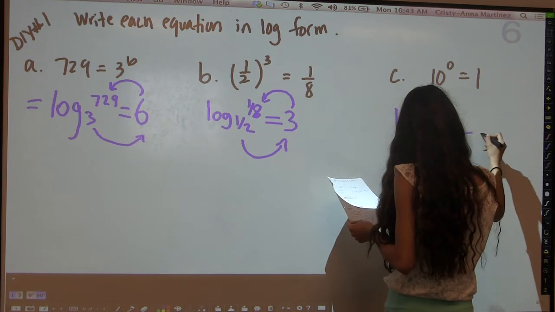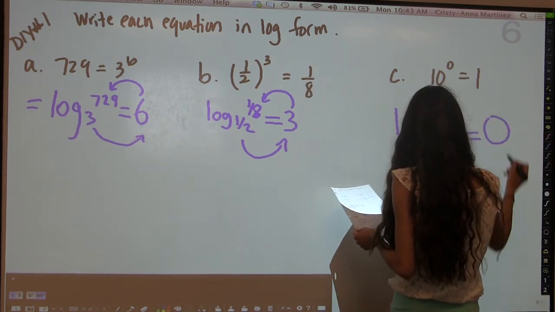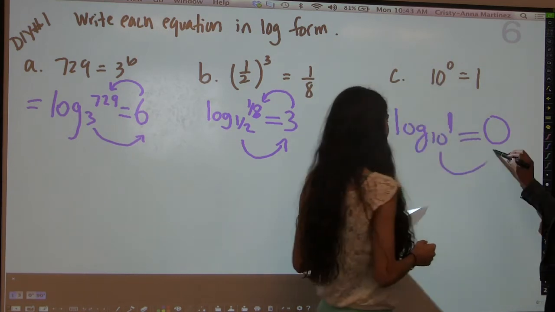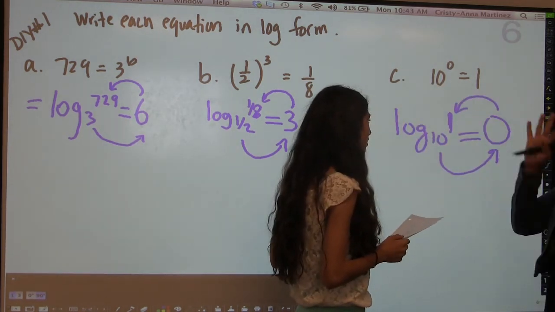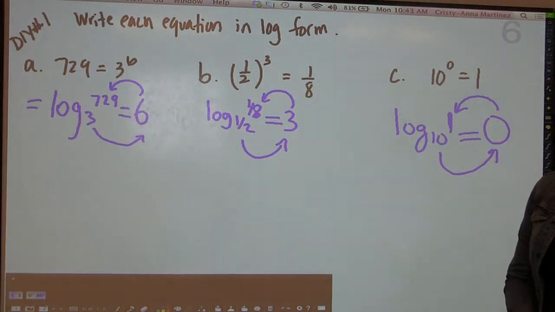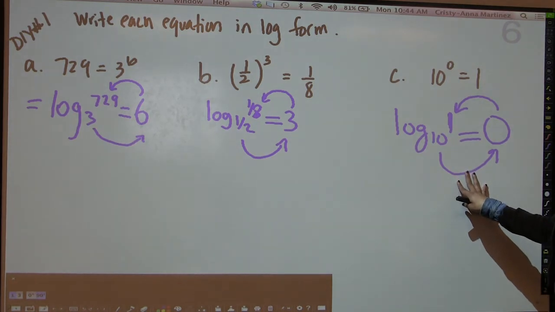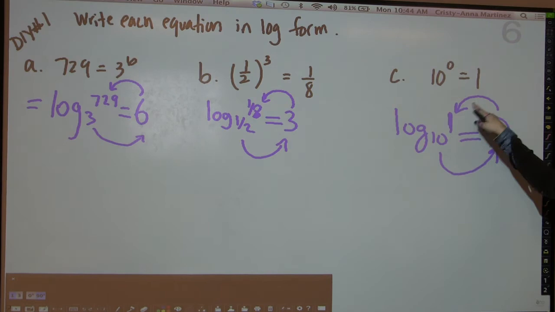Do we still have to write the do-it-yourselves in the notes? Of course. True, because 10 to the 0 power is 1. Anything to the 0 power is 1. Okay? So, good job. This one can get kind of tricky, but remember that anything to the 0 power is 1. So 10 to the 0 power is 1.